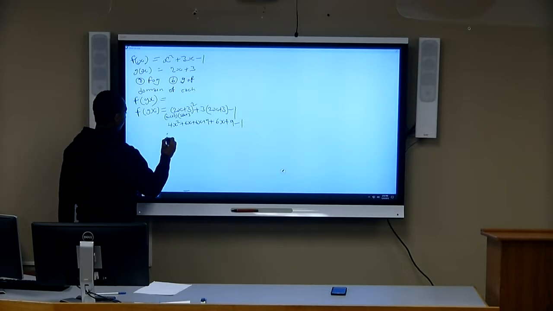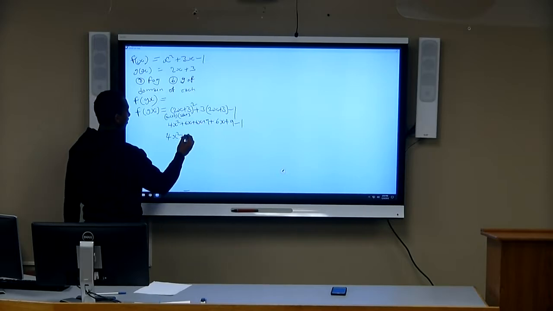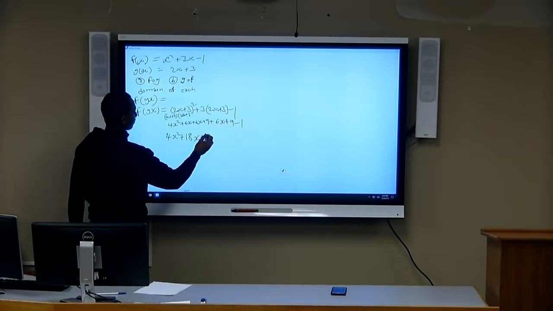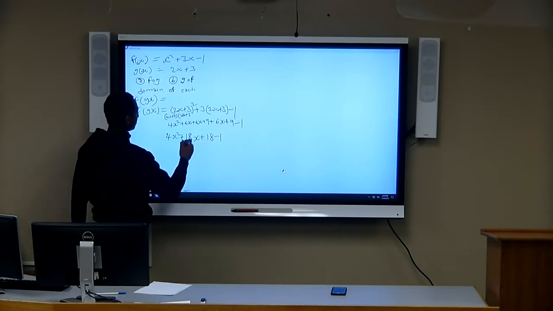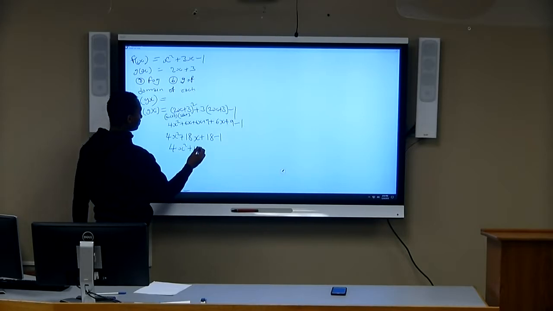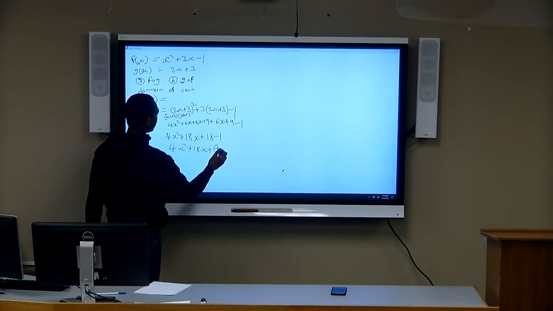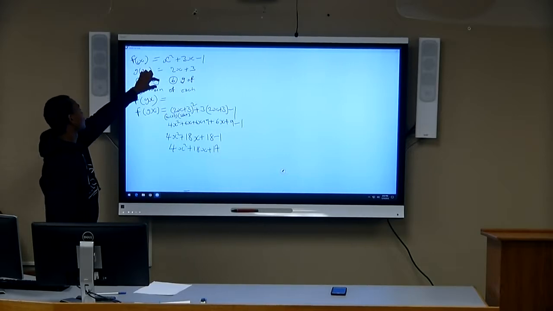So this thing is going to be 4x squared, 6x plus 6x plus 6x, that is 18x. 9 plus 9 is 18 plus 18 minus 1. This thing is 17. So it's going to be 4x squared plus 18x plus 17. This is the function of f circles g.